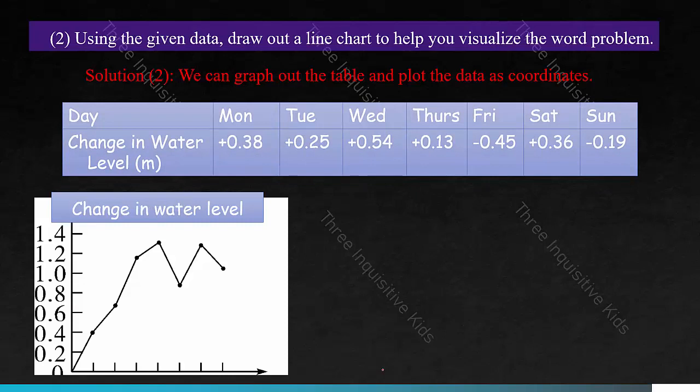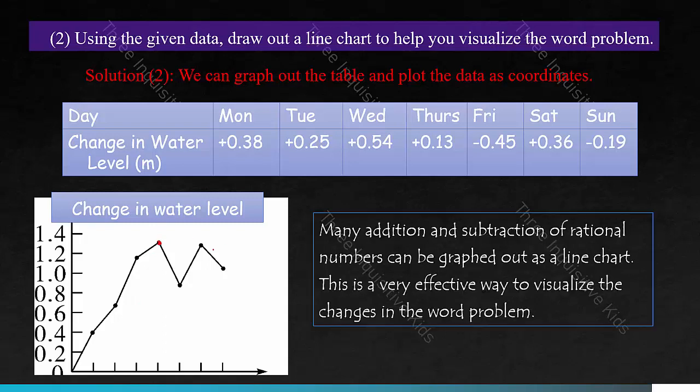Here we can see we've plotted out this table on a coordinate plane. You can really visualize how the water level has changed. And this is our peak point, which is on Thursday. Many addition and subtraction of rational numbers can be graphed out as a line chart, and this is a very effective way for you to visualize the changes in the word problem.